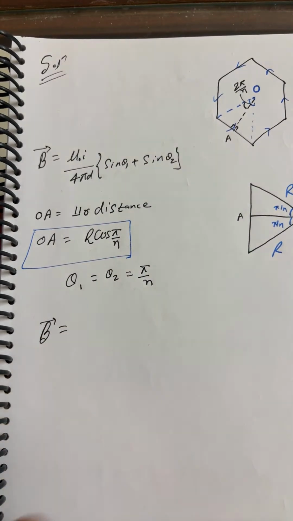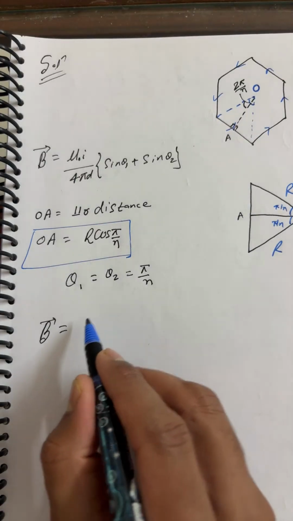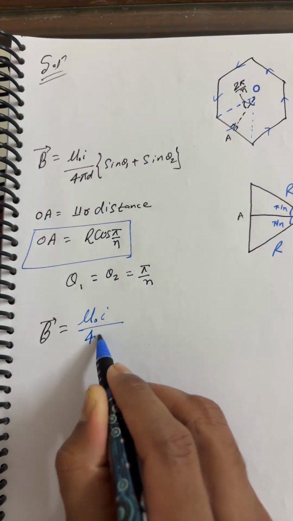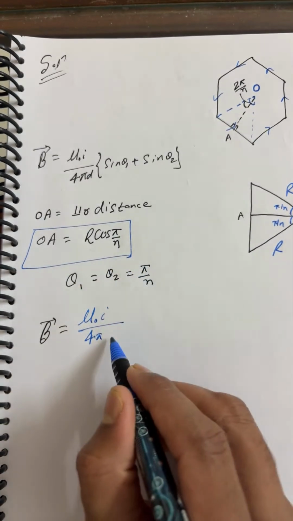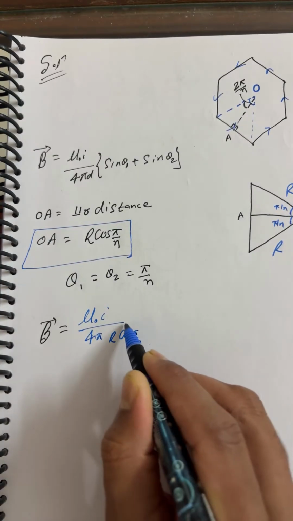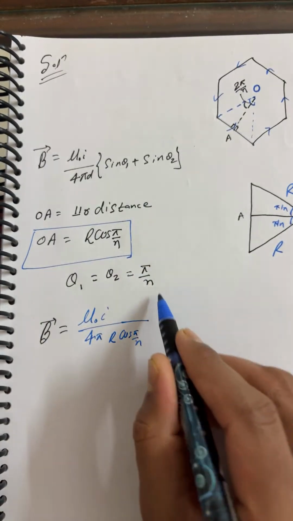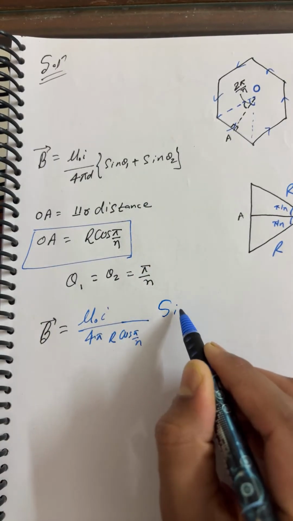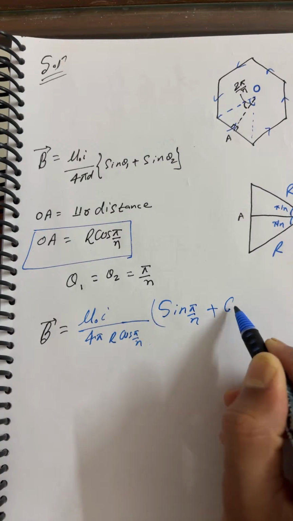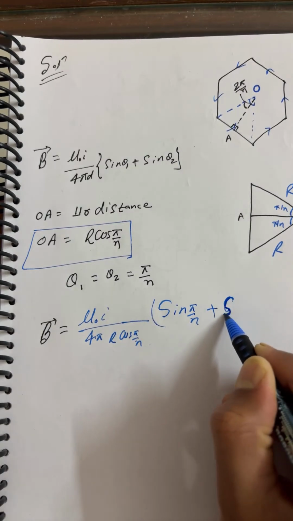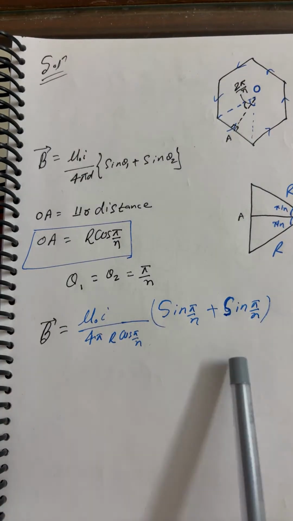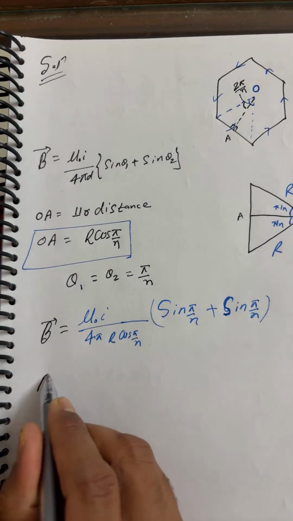Now, the magnetic field due to a finite length of current carrying wire you can write as mu naught into I by 4 pi d, and d is what, students? It's r cos of pi upon n. And this is sin theta 1 plus sin theta 2, so sin pi by n plus sin pi by n. You can just do further calculations.